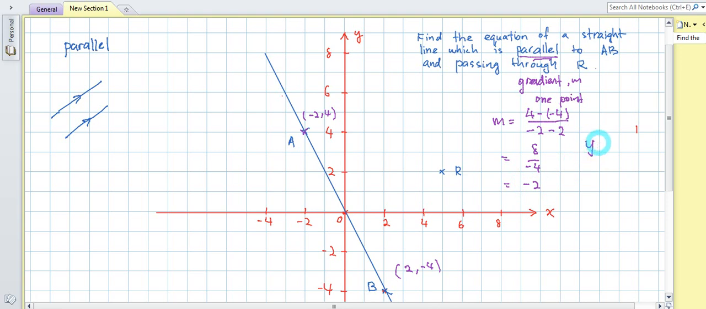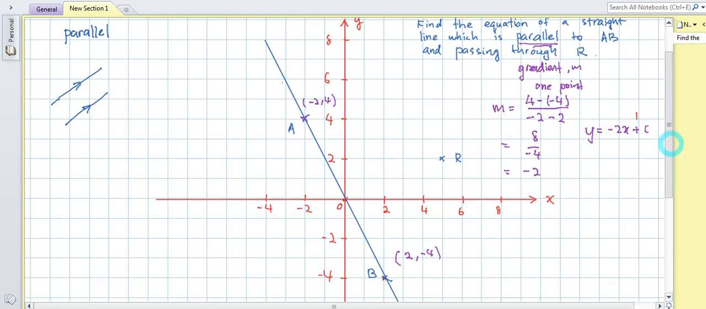So now you know the equation must be y equal to -2x plus c. We don't have c. So how to find the c? One point. You can use A, B, or R. Because the straight line is going to pass through the point R, we cannot use A and B. We must use R. So the coordinate for R here is 3, 2. So at point R, 3, 2, y is equal to -2x, x is equal to 3, plus c.